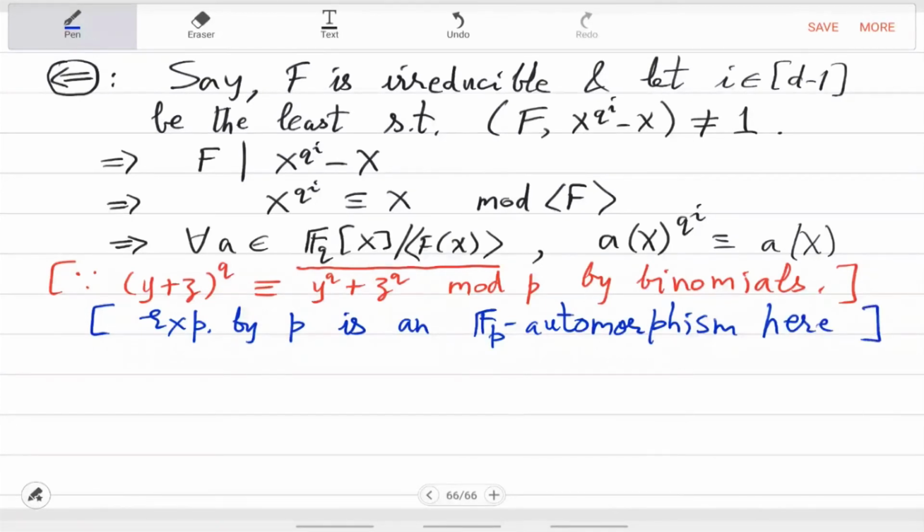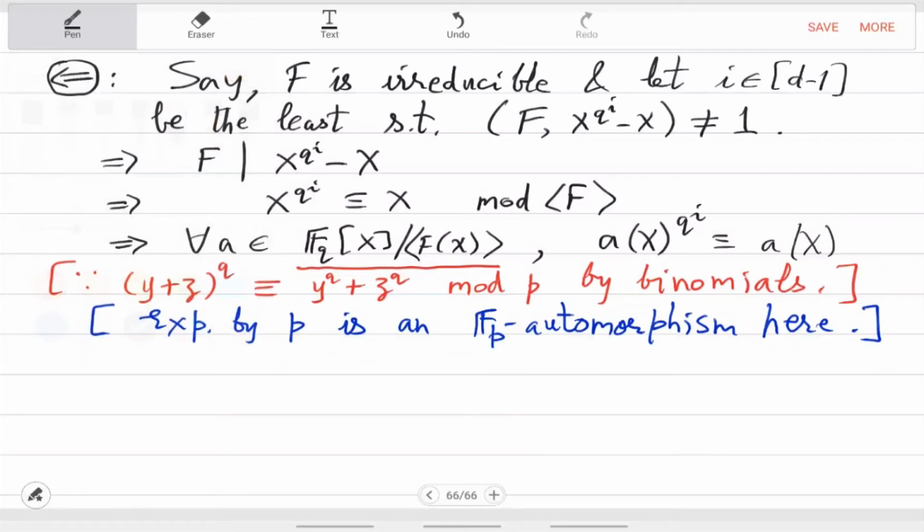So here, in the case of finite fields, whenever you exponentiate by p, you actually get a homomorphism which happens to be an automorphism, an endomorphism which is actually an automorphism. This is a very non-trivial fact and also a very useful one.